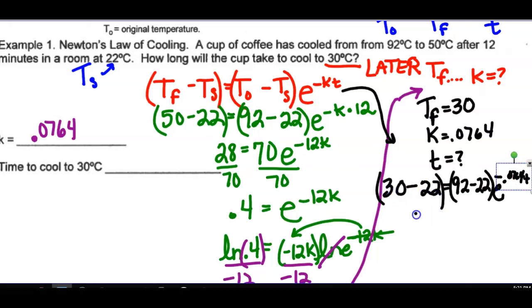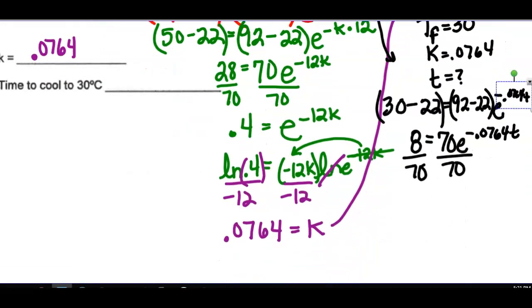Anyway, 30 minus 22 is 8. 92 minus 22 is 70. e to the negative 0.0764 T. That's a little better. You can read it now. First thing we still have to do is isolate, so we're going to divide both sides by 70. So I have 8 over 70 equals e to the negative 0.0764 T. Then I'm going to take the natural log of both sides.